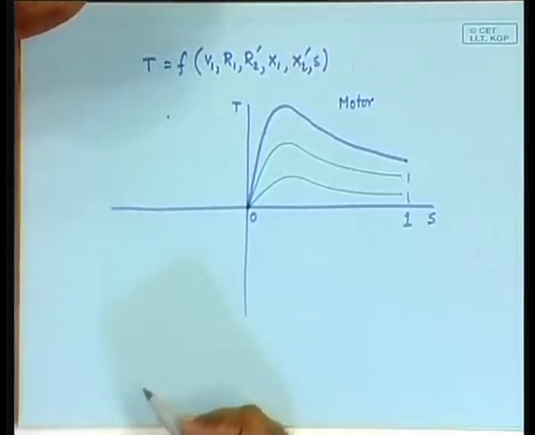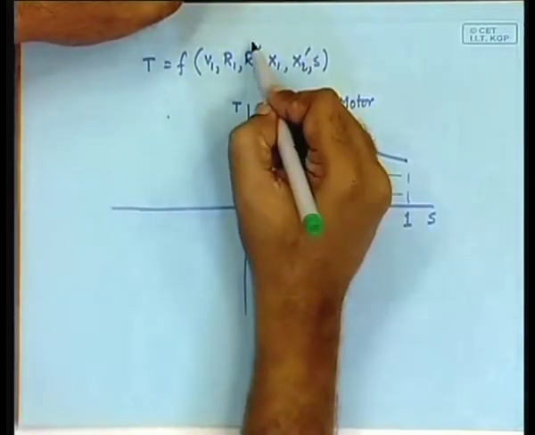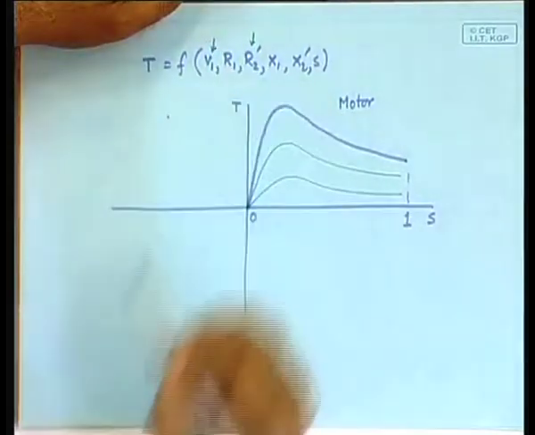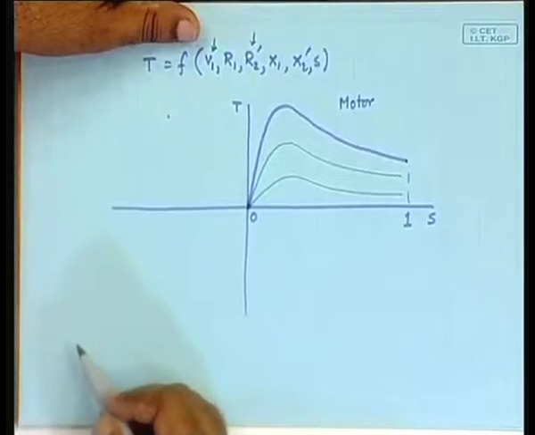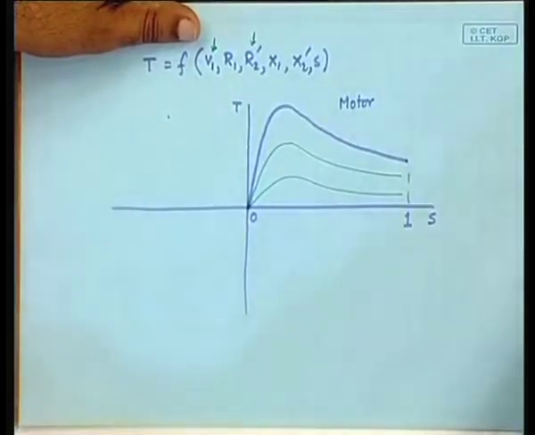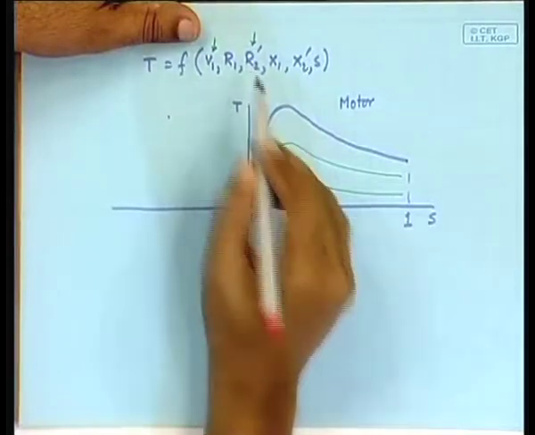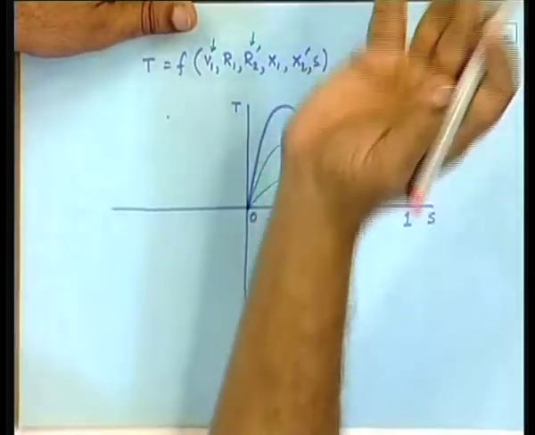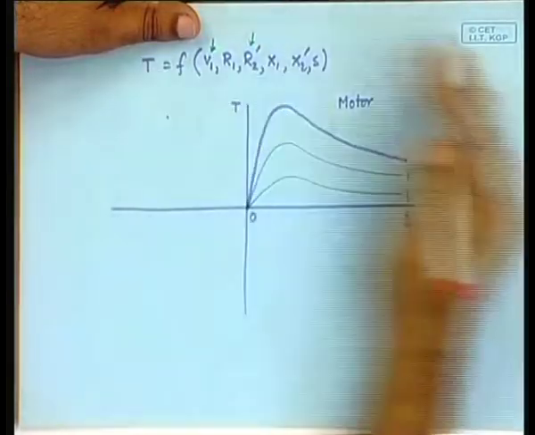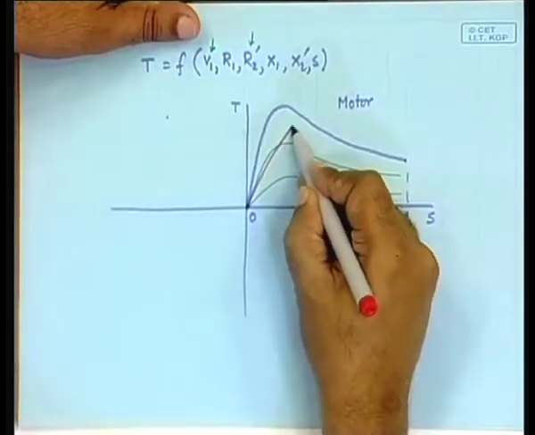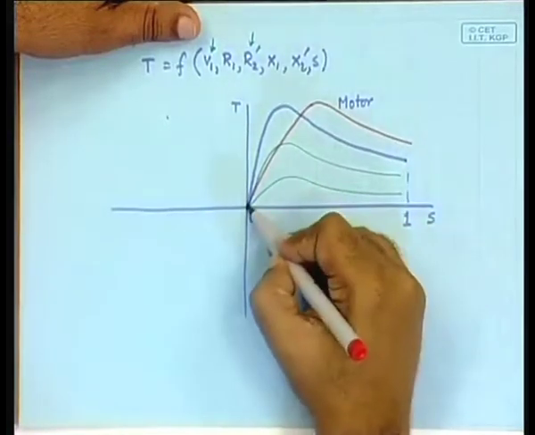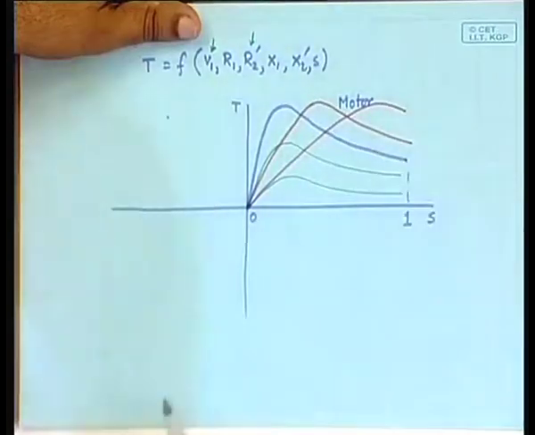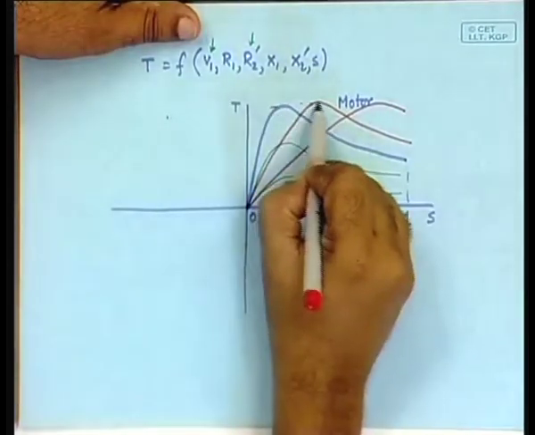So, that is how it depends on the input voltage. How does it depend on? I am talking about the dependence on these two quantities, again with some good reason. I will tell you what. If you change R2 prime, that means if you increase the rotor resistance, then it shifts like this. The peak remains the same.